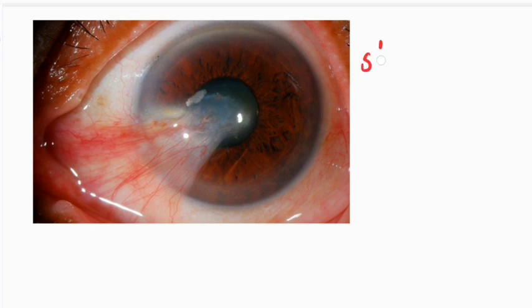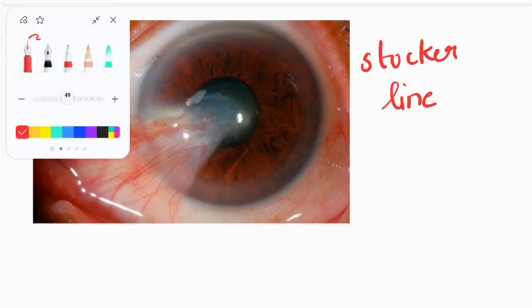Now, another question they ask is, what is Stocker's line? Write it down. It is a PYQ. What is Stocker's line you see in pterygium?